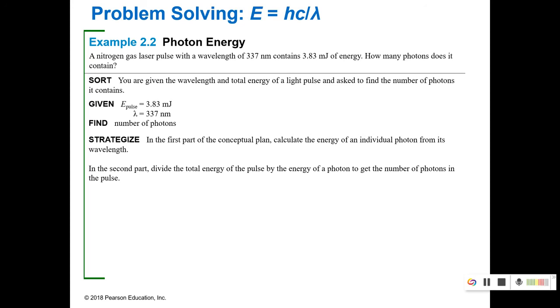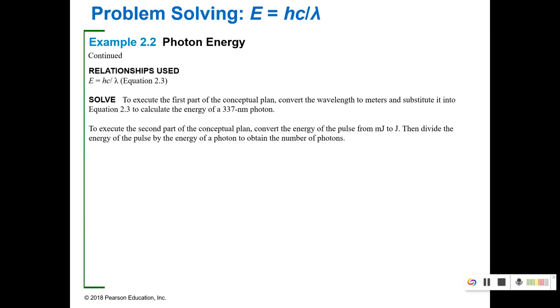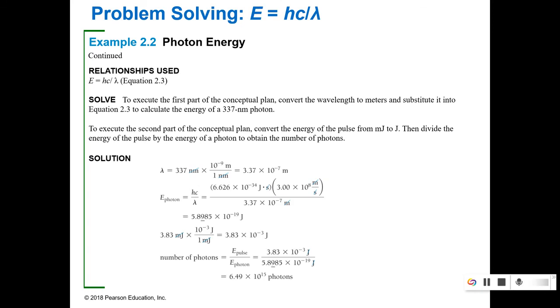Okay, but it says a nitrogen gas laser pulse with a wavelength of 337 nanometers contains 3.83 millijoules of energy. How many photons does it contain? So we're going to do our equation originally with our wavelength. Okay, so they get our wavelength to meters. They do the equation to get the energy, and then they get it into joules, which is what our unit normally is. They also convert the millijoules they gave us to joules, and then they divide them because that tells us how many photons. Again, if you would like to attempt that question, you are more than welcome to, but there won't be any like this on the test or the quiz.